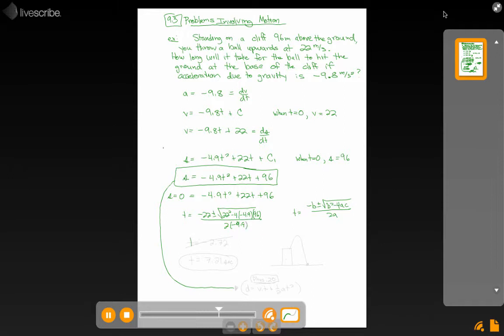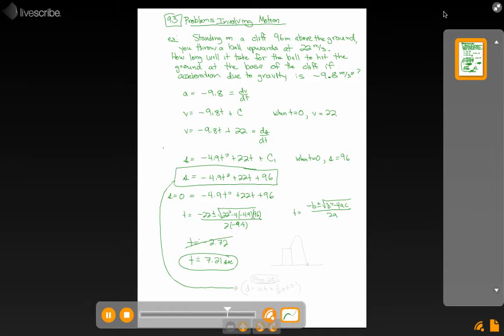And you get two numbers out of that, negative 2.72 or so, or positive 7.21 approximately. One of these answers makes sense. One of them really doesn't. What does negative 2.72 mean?